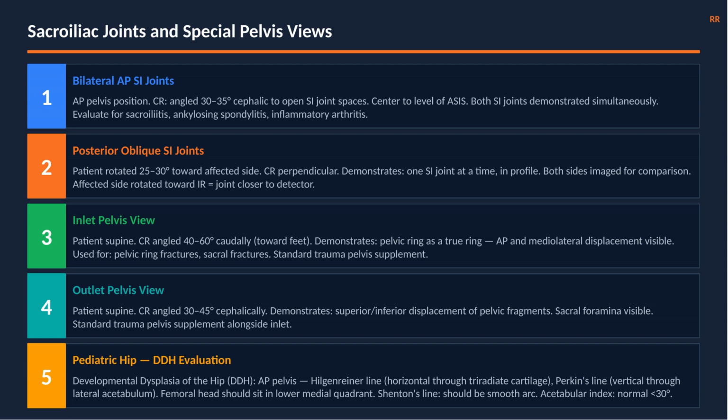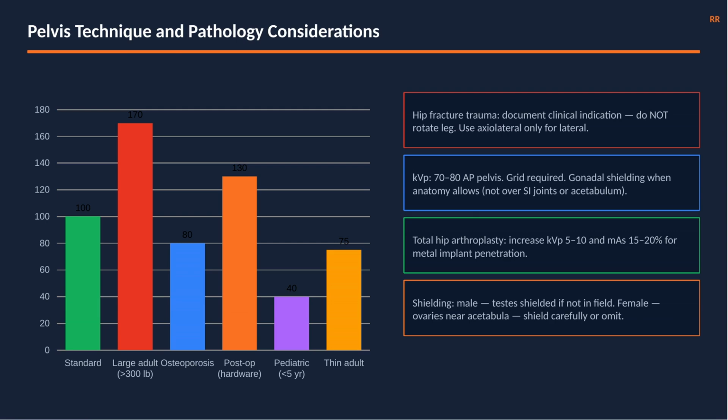Shenton's line. A smooth arc from the medial femoral neck to the inferior pubic ramus. Disruption indicates dislocation. The bar chart shows mAs adjustments from standard AP pelvis technique. Large adult patient over 300 pounds. Increase mAs by approximately 70%. Significantly more tissue to penetrate.